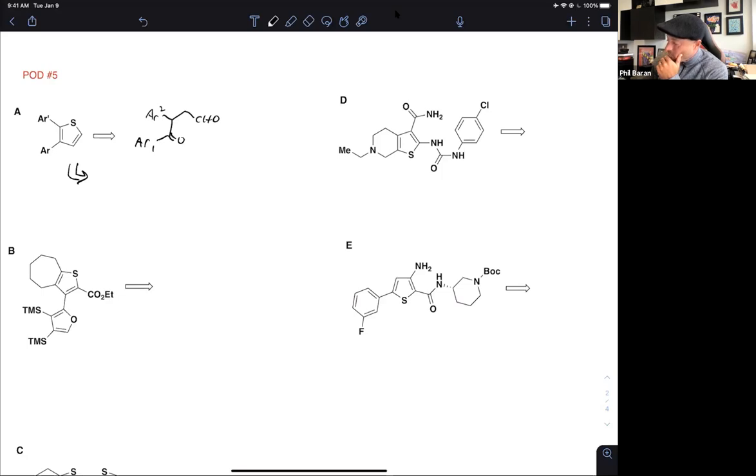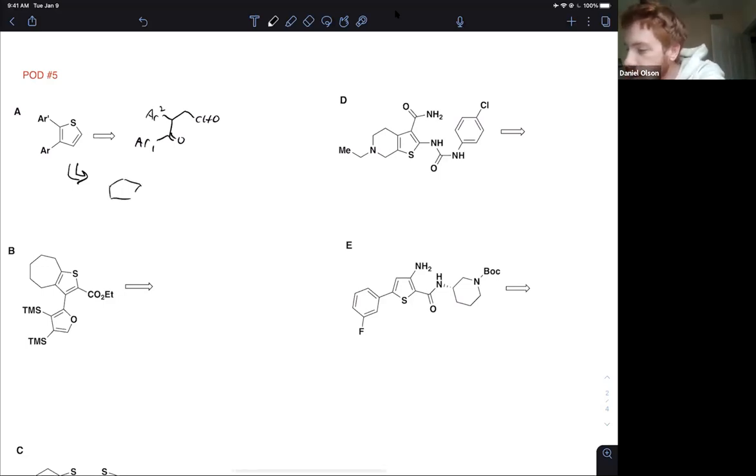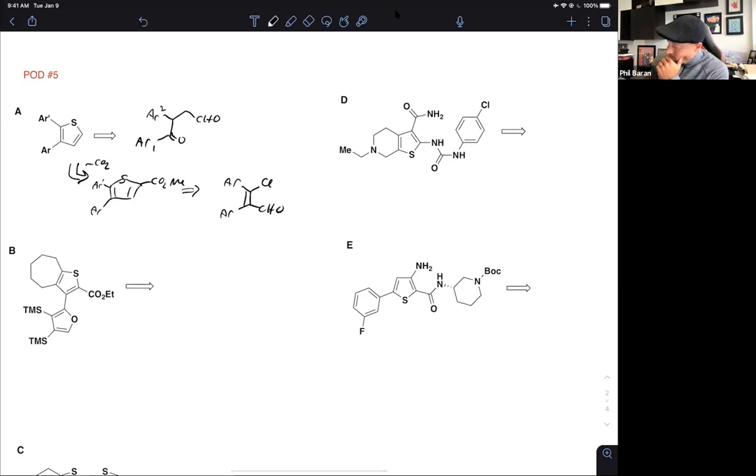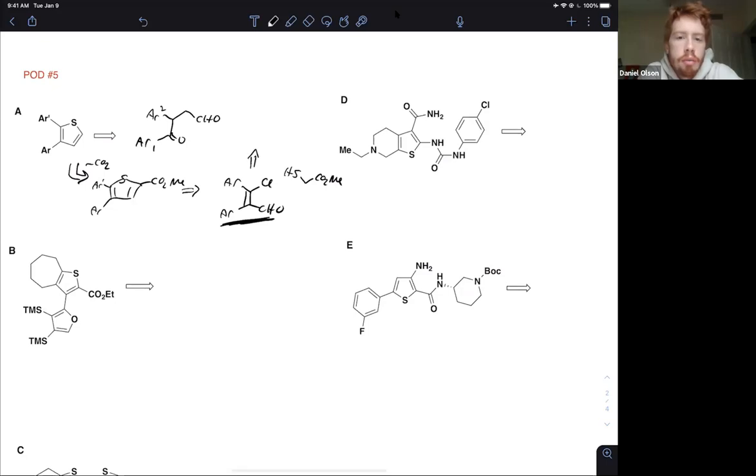What if we had to insert a group? What if we need to insert a group to make everything easy? The Fiesselmann could maybe, yeah, then just go through the decarboxylation. And you know how to make this, right?